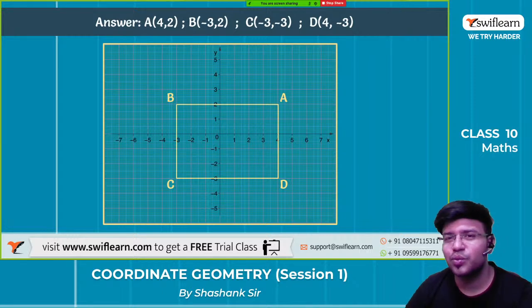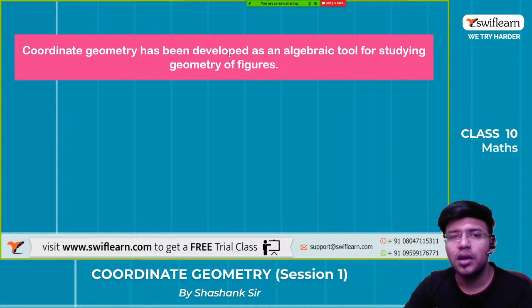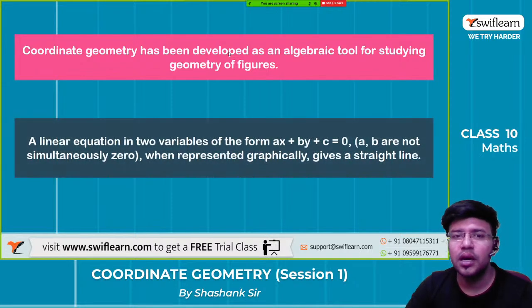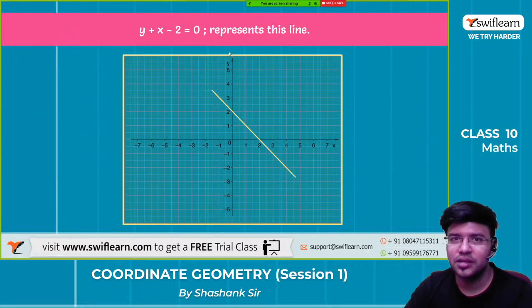Okay, these are the answers which we discussed and all the answers are right. Yes. Coordinate geometry has been developed as an algebraic tool for studying geometry of figures. A linear equation in two variables of the form ax plus by plus c is equal to 0, when represented graphically, gives us a straight line. Yes. Now, see this equation, y plus x minus 2 is equal to 0. What does this represent? This represents a straight line.